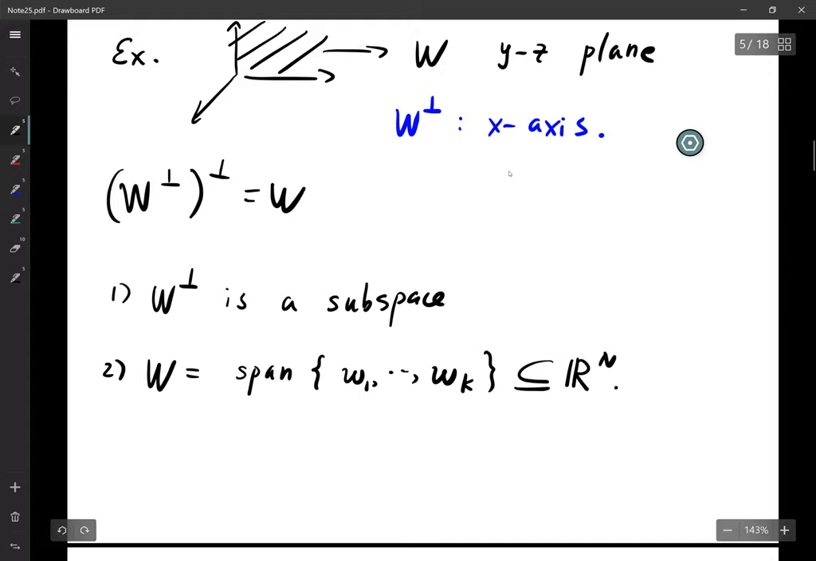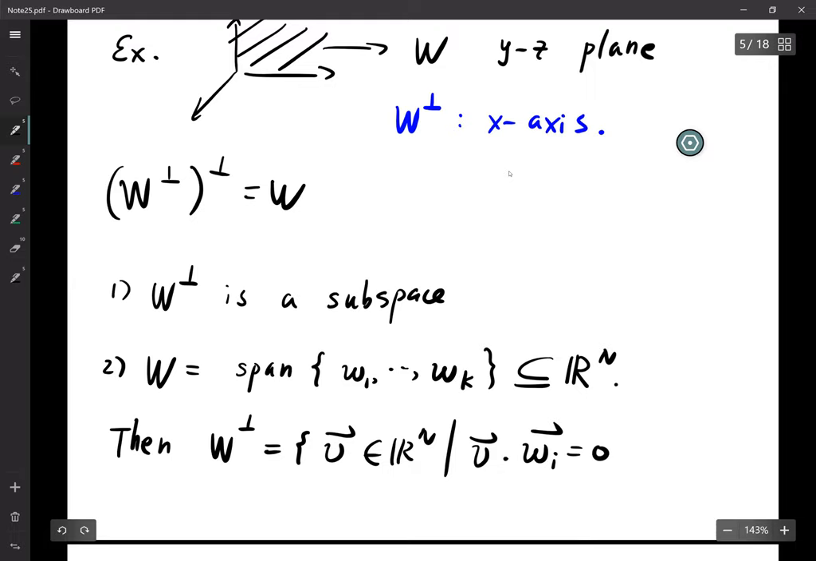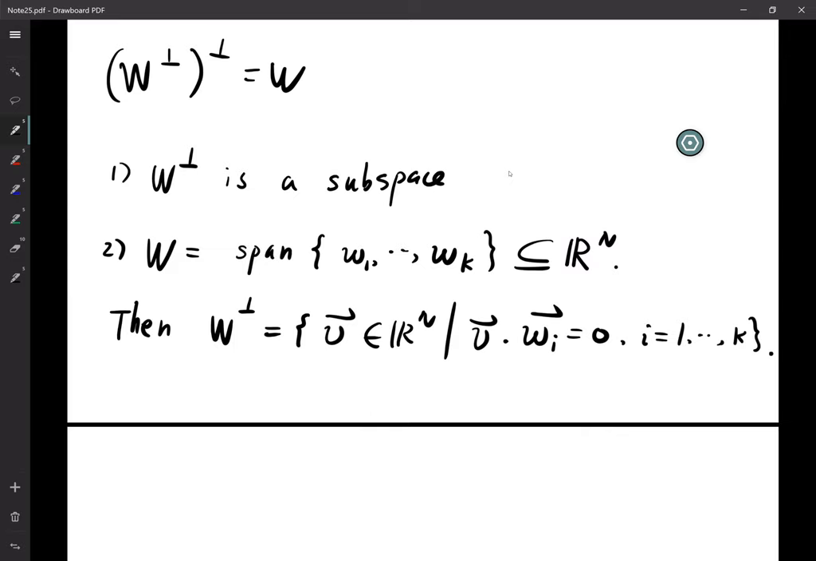So then what is W perp? W perp is the set of V in Rn such that V is orthogonal to each of the basis vectors of W. All right, this is how W perp is constructed.